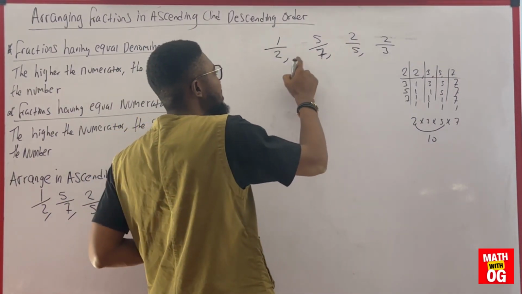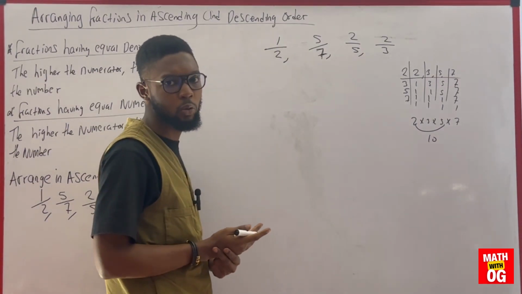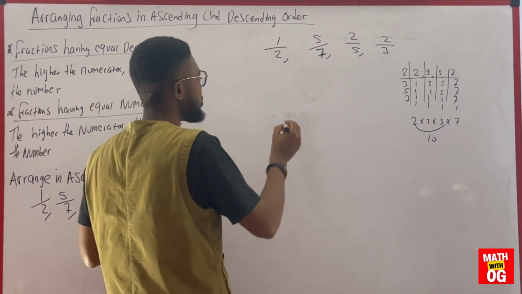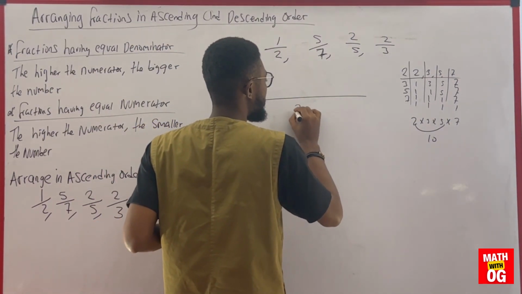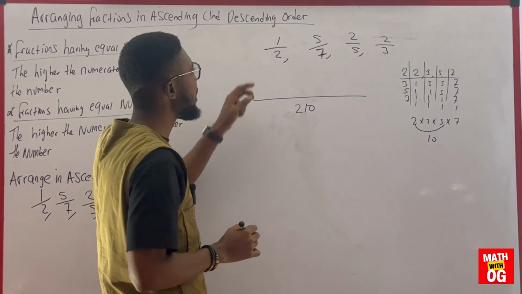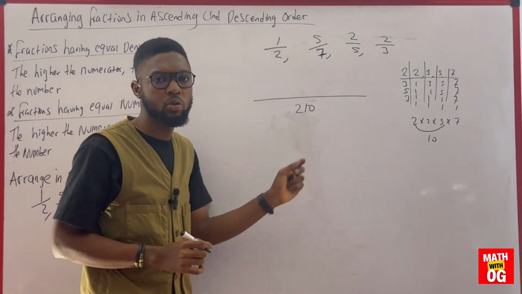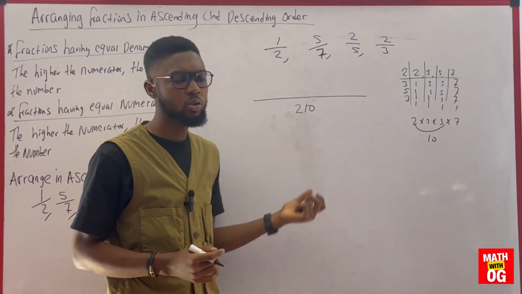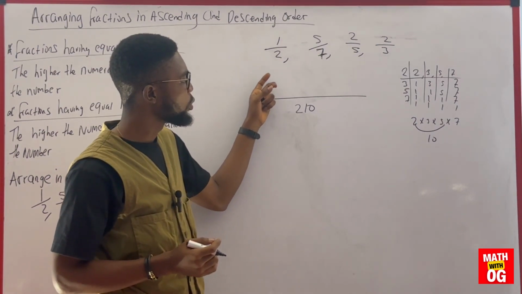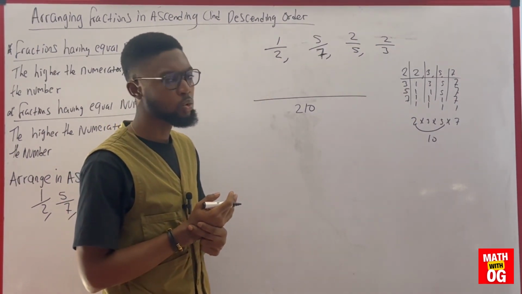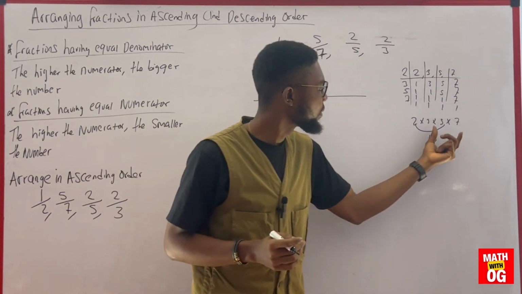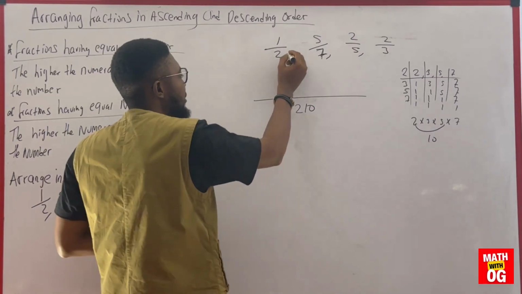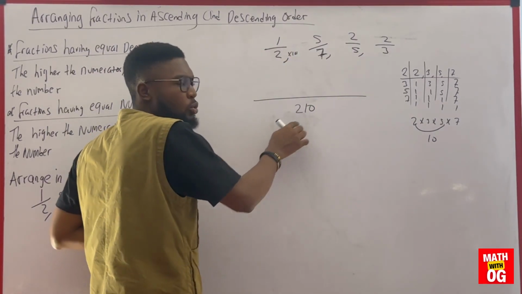So I will make all these to have a denominator of 210. So if I put here, this is 210. If 1 over 2 is to have a denominator of 210, you ask yourself, what did we use to multiply 2 that gave us 210? And that value should be 105. So if I multiply 2 by 105, it will give me 210.